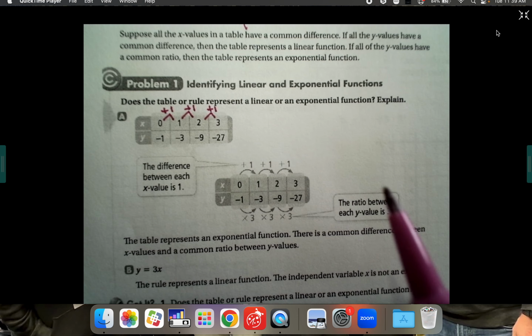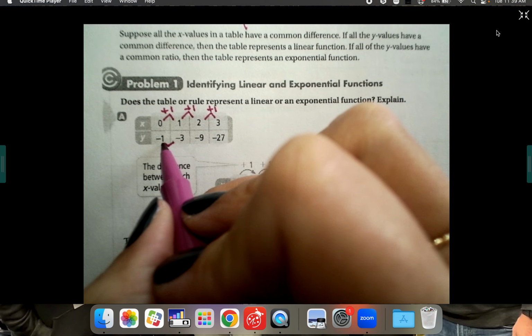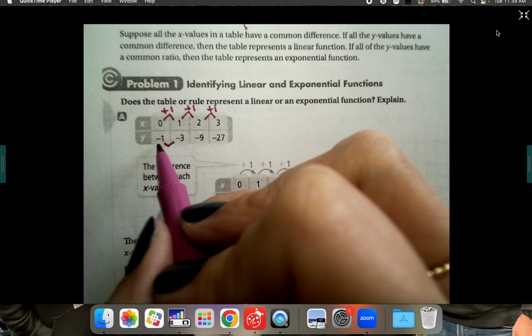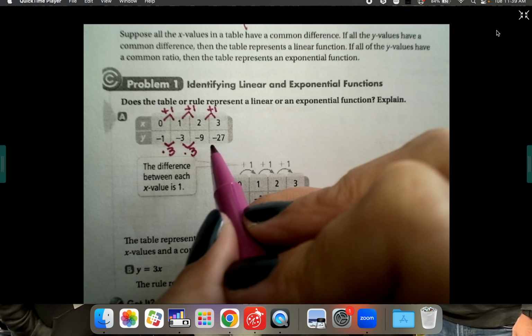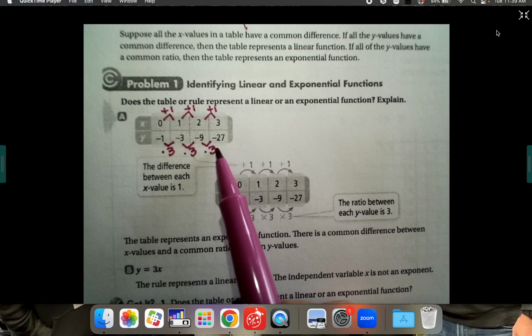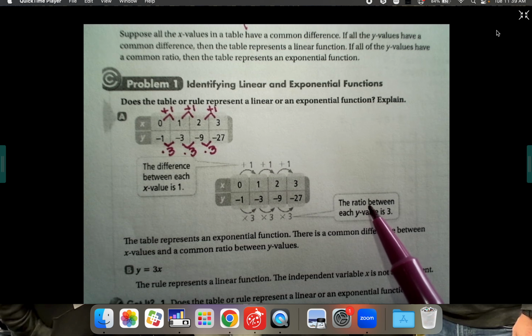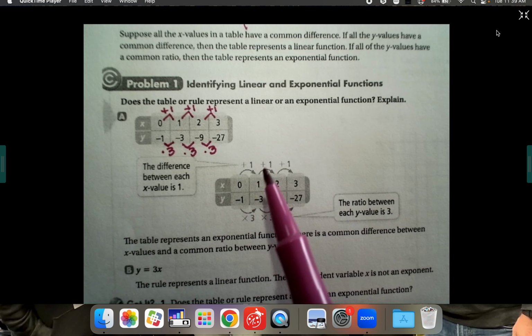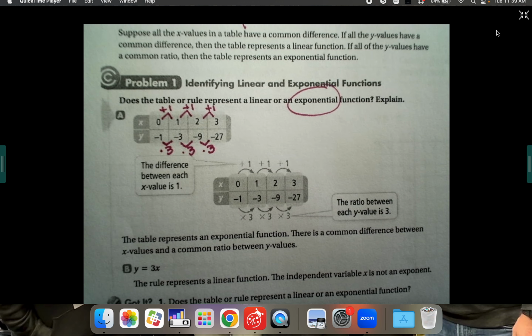In an exponential function, we're not adding anymore. You can see that the common difference here to get from 1 to -1 to -3 is times 3. Times 3 again, times 3 again. So if you're not adding or subtracting, you are multiplying, which means there's a ratio. Instead of just an addition difference, there's an actual multiplication ratio difference. This is how you know it is going to be exponential.